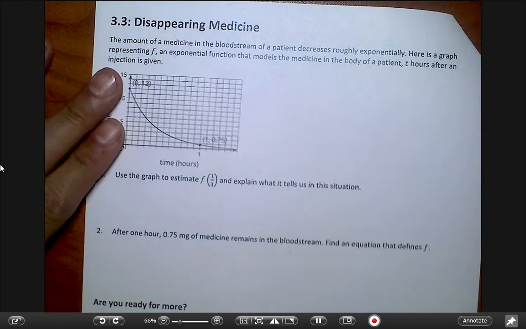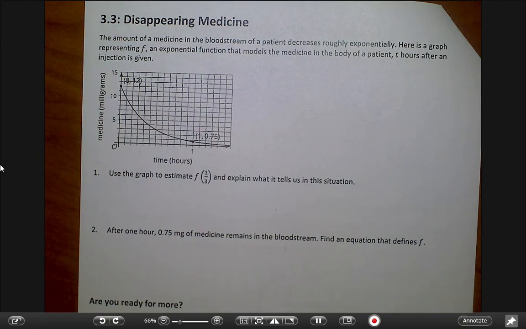All right, let's take a look at this one over here. Okay, you guys, we're almost done with this. It says the amount of medicine in the bloodstream of a patient decreases roughly exponentially. Here's a graph representing F, an exponential function that models the medicine in the body of a patient T hours after an injection is given. Use a graph to estimate F of 1/3 and explain what it means.